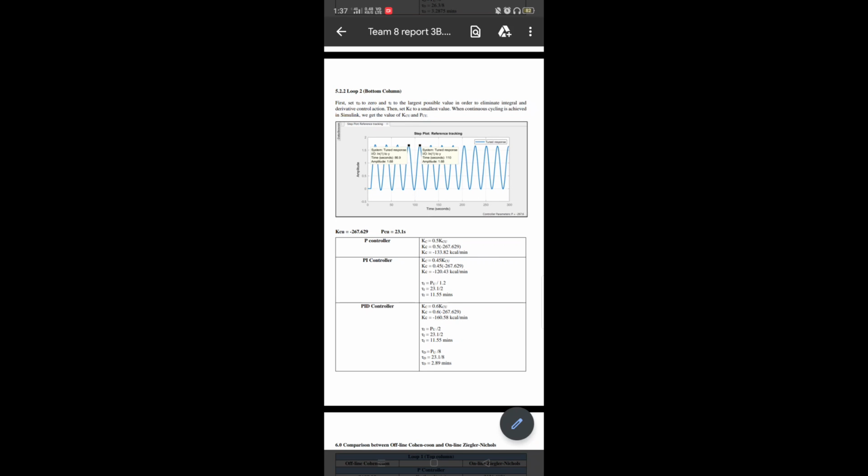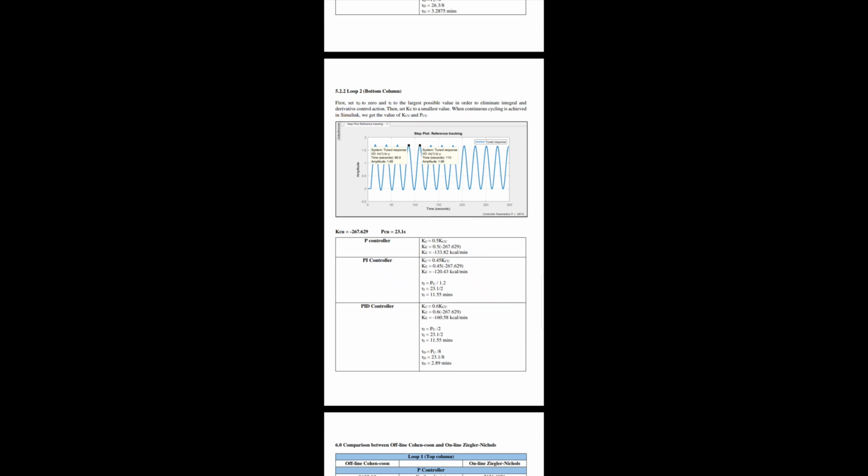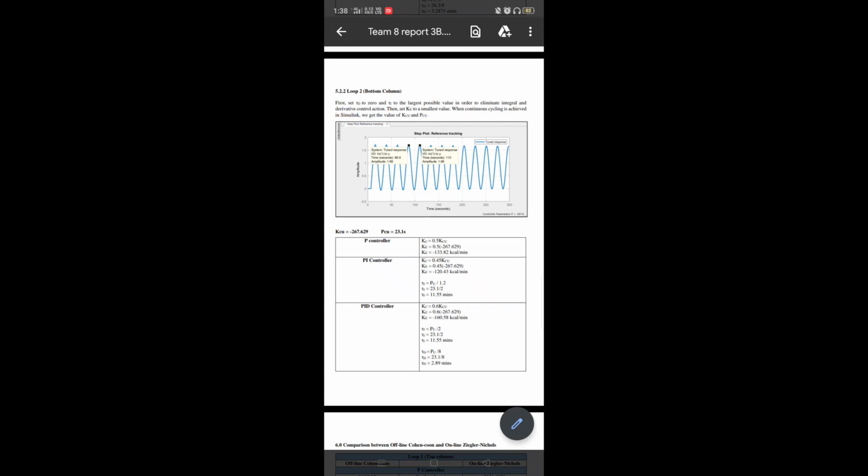In loop 2, we set tau D equal to 0 and tau I equal to the largest possible value in order to eliminate the integral and derivative control actions. Then we set Kc to the smallest value. When continuous cycling is achieved, we obtain the values of Kcu and PCU. Kcu obtained is negative 267.629, while PCU obtained is 23.1 seconds. In the P controller, the value of Kc obtained is negative 433.82 kcal per min.